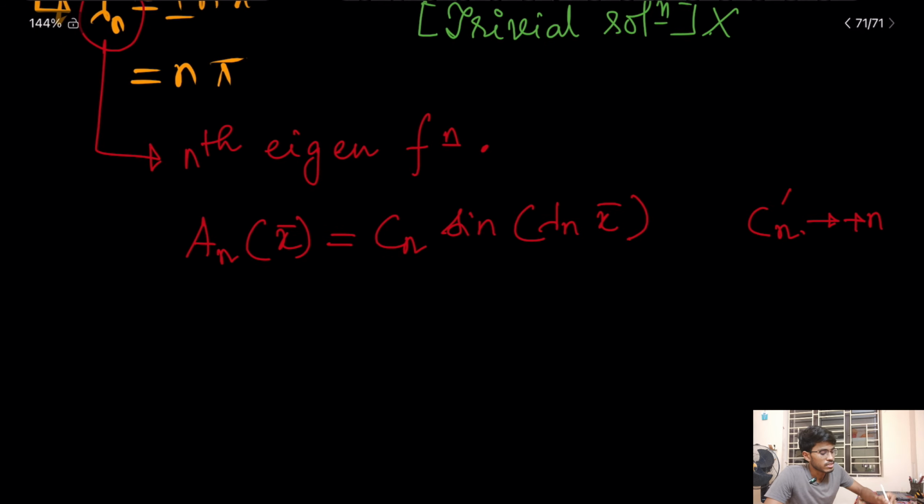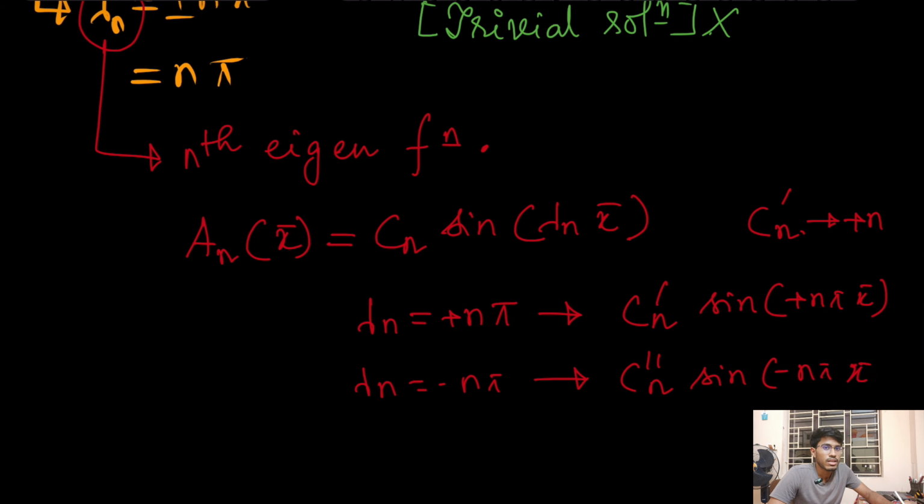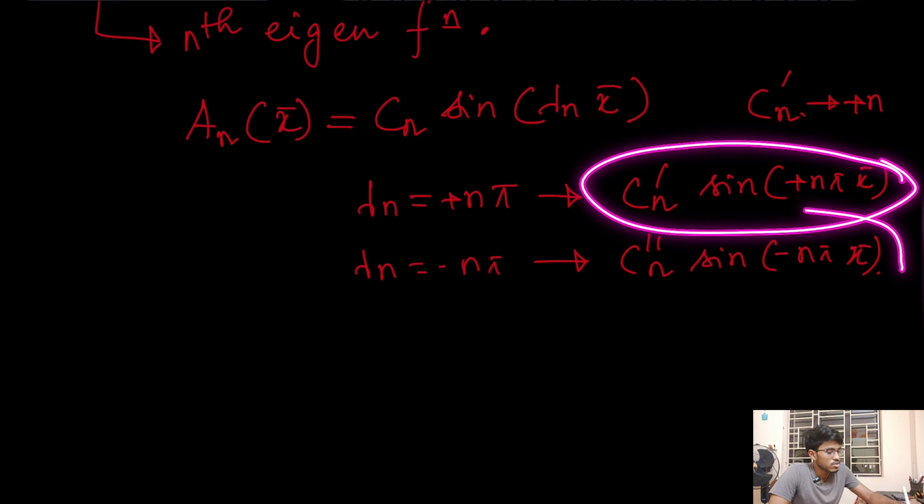So let me write it. For lambda n equal to plus n pi, you will get c n dash sine n pi x bar. For lambda n equal to minus n pi, you will have A n equal to maybe c n double dash, I mean the constant will be different, and this will be sine of minus n pi x bar. Now see, this is also a solution and this is also a solution.